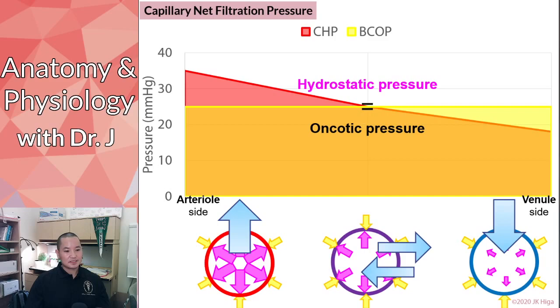What is the middle circle called? So it's not really called anything. I'm just showing you something. There's a point where hydrostatic pressure equals oncotic pressure. So I'm showing you an example of where the two forces are roughly meeting. It's not exactly going to be in the middle of a capillary. It's just representing the point where hydrostatic pressure, CHP, is equal to BCOP.